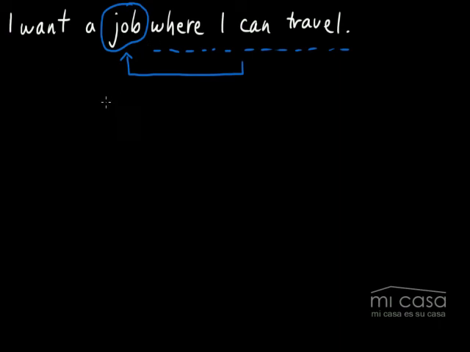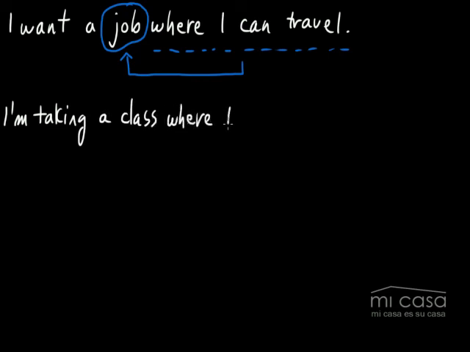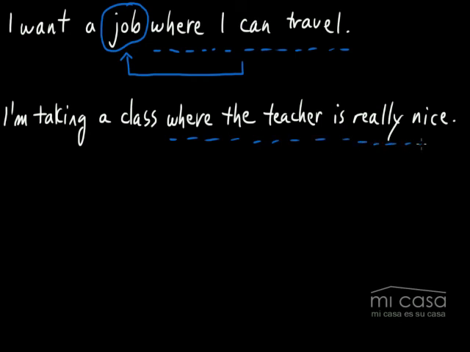Let's keep going. Here we saw how to use it with a job, but you can use it with plenty of other things. For example, I'm taking a class where the teacher is really nice. Again, the same structure, where plus a full sentence, and it's referring to the noun that comes before, in this case, a class. So you don't have to use it with a place. You could use it with a job, a class, or many things.